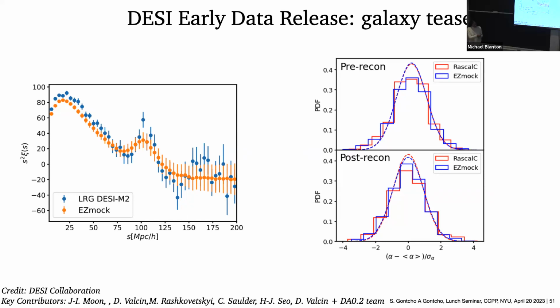Here, this plot shows Rascal, the semi-analytic method that's been developed and considered to calculate the covariance matrix for the year 1 analysis. And EZmocks are the mocks that, again, this working group developed. They wanted to test how robust Rascal, this semi-analytical covariance matrix, was. And the point is it's pretty robust, so this is what's going to be used for year 1.